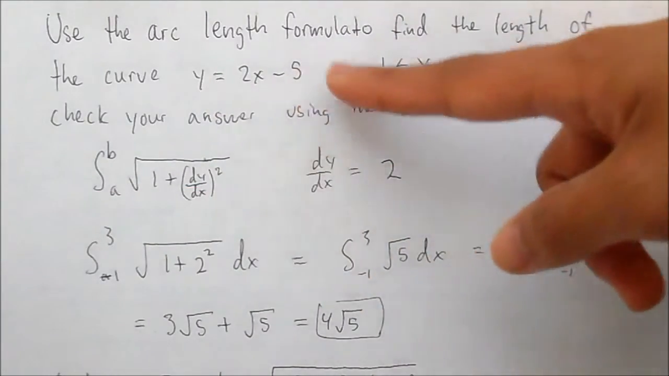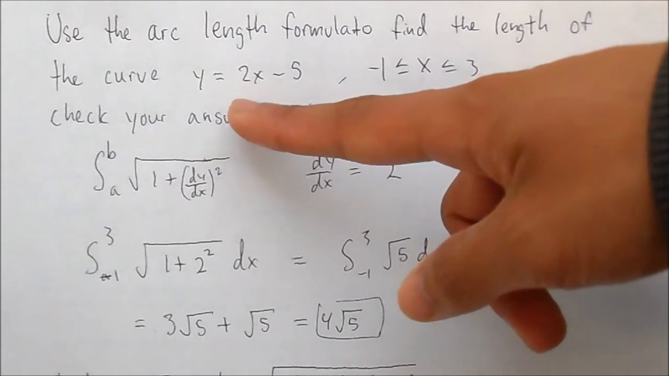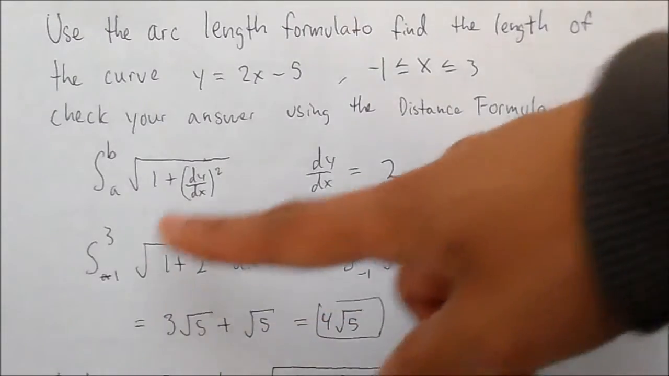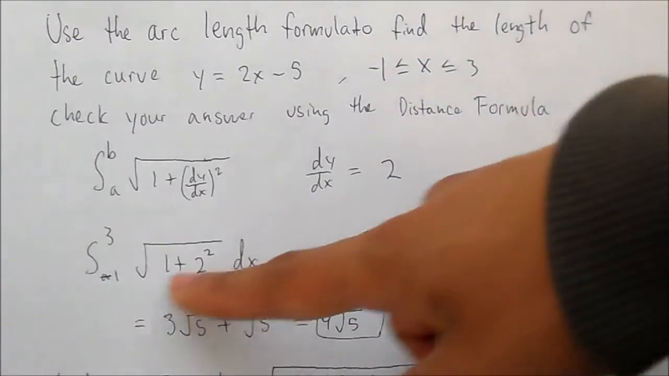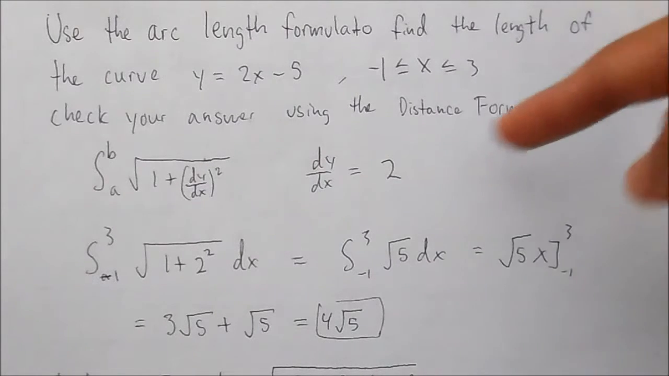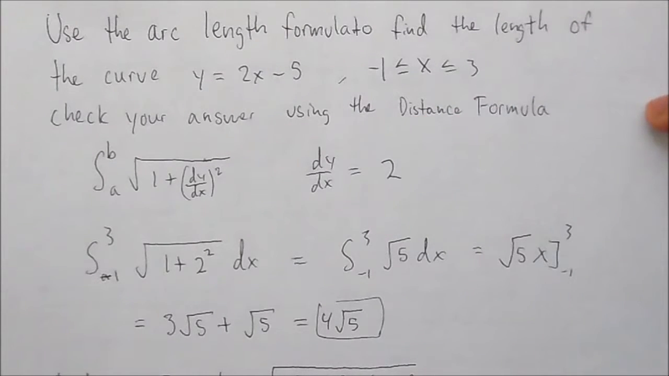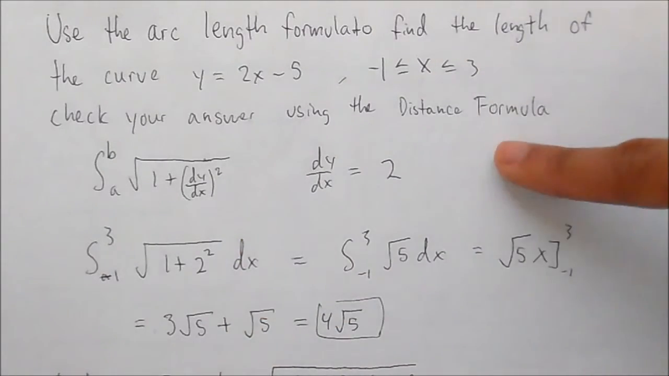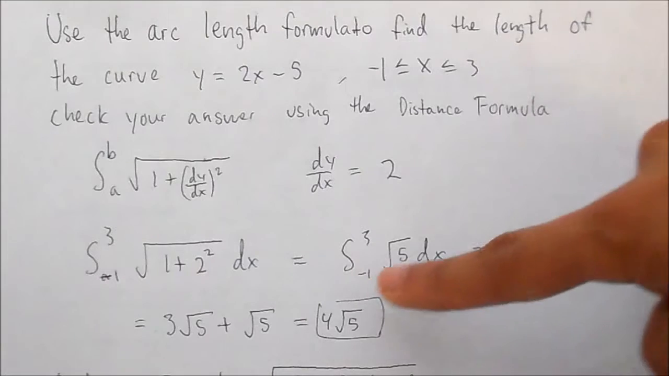First, you need to find the derivative of y equals 2x minus 5, which is 2. And then you put in your bounds, which are from -1 to 3. For the arc length formula, you really don't need to find the y values, but you'll need to find that for the distance formula. All right, so you just plug and chug. 1 plus 2 squared, it's from this, and then you square it.